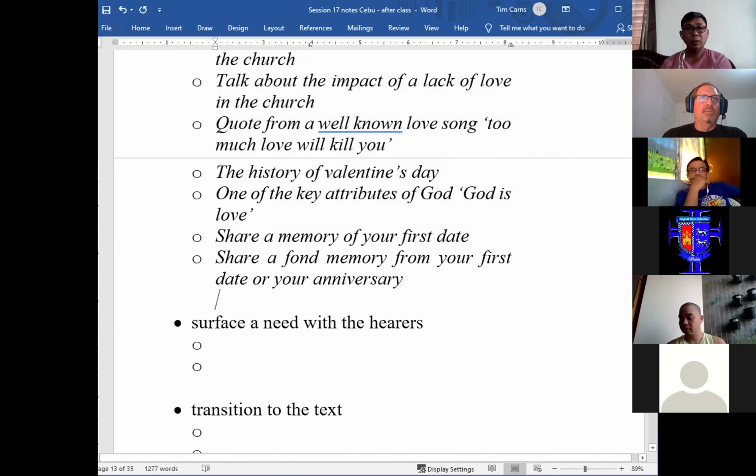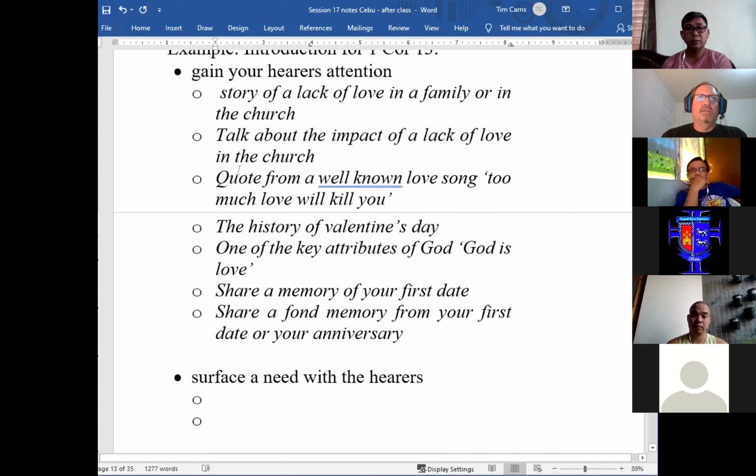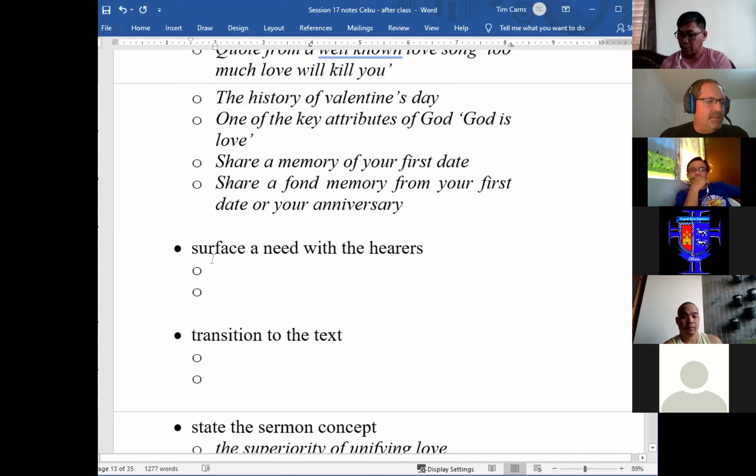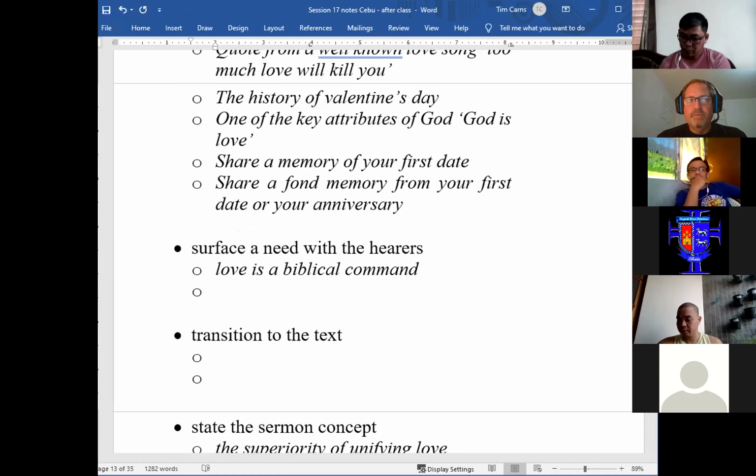Surface the need. The first part, I'm gaining my hearer's attention, so I come up with some ideas there. The next part of the introduction is surfacing a need. So what might be some ways to surface a need in the hearers? The need, that we want to encourage them that they should be listening to this message. Why? Cite biblical injunction, Pastor Tim. Yeah, love is a biblical command, right? Is that what you're saying? Yeah. So God tells us to love.